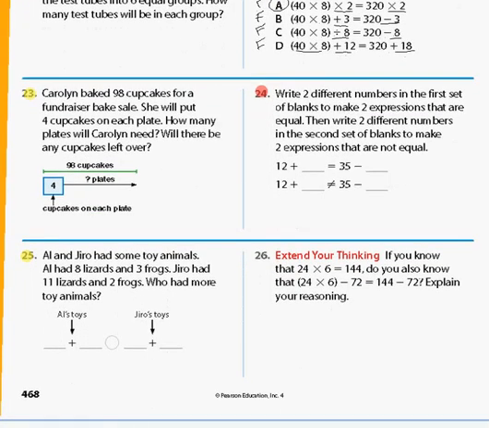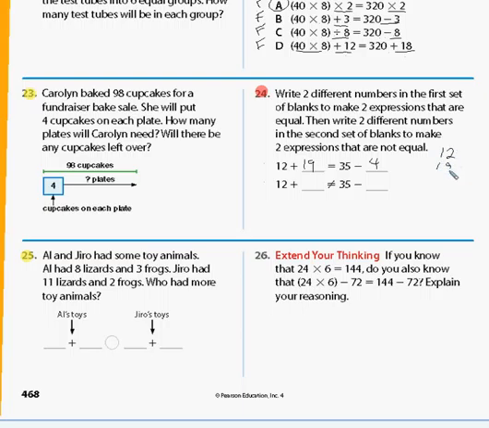Problem number 24. Write 2 different numbers in the first set of blanks to make 2 expressions that are equal. So I want these to be equal. Then write 2 different numbers in the second set of blanks to make 2 expressions that are not equal. We're talking about this blank right here. I went ahead and worked out this one in advance, and we said add 19 to this, and we subtract 4 from that. We'll go ahead and work it out real quick.